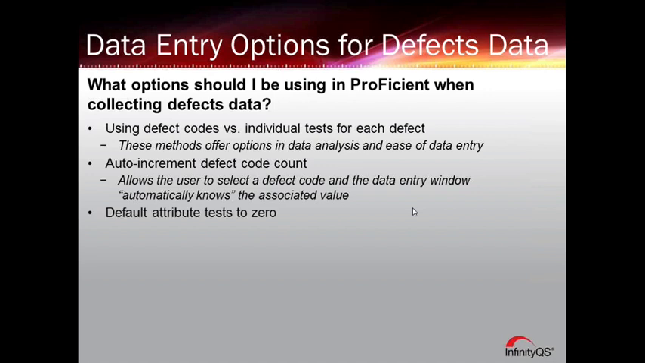Okay, there's another option called default attribute test to 0. And this is a pretty cool one. It allows the user to save a subgroup without actually selecting a defect code. So you might say, well, that's kind of strange. Why would I want to do that?